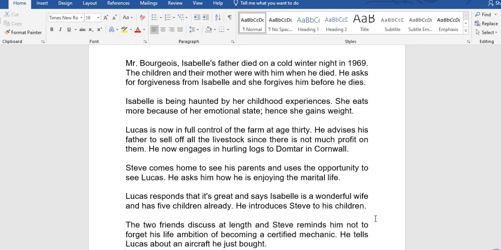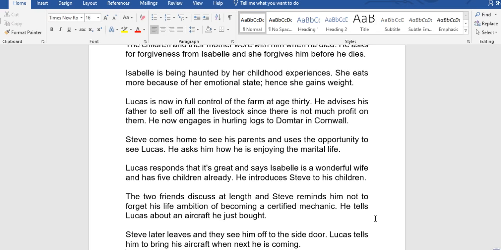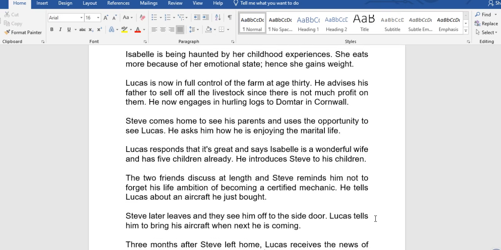Lucas is now in full control of the farm at age 30. He advises his father to sell off all the livestock since there is not much profit on them. He now engages in hauling logs to Dumpster in Cornwall.